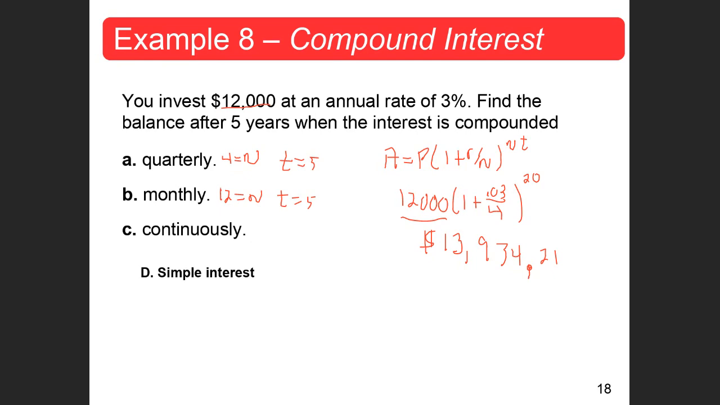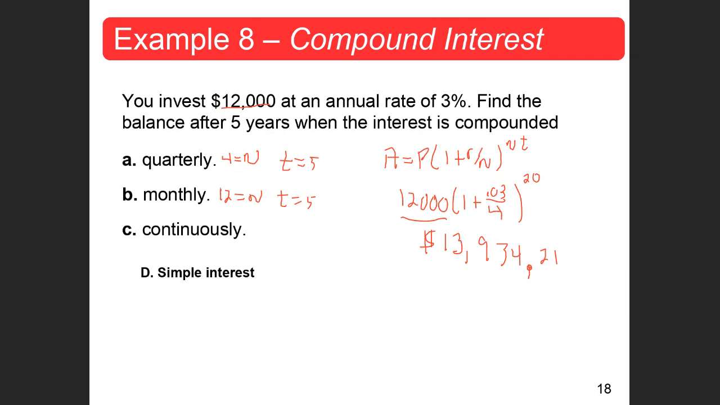Now the second problem, if it's monthly, I would just put 12 in for n and 12 in for n here. The answer is going to be very close, compounding 4 times or 12 times a year. It's going to be a little bit more because you're compounding a few more times. It might be $13,942 instead of $13,934, but you can figure that out yourself.